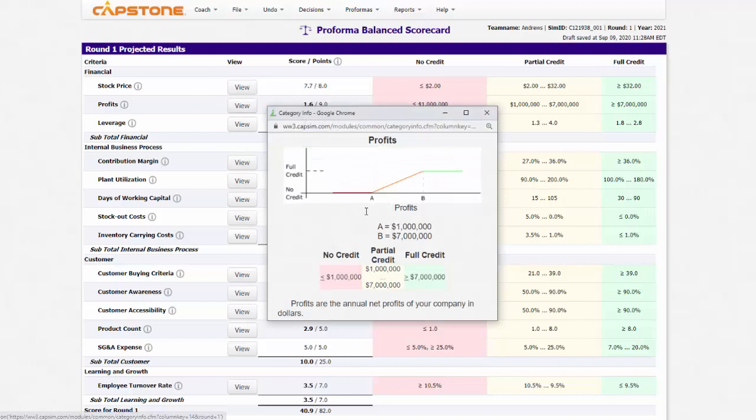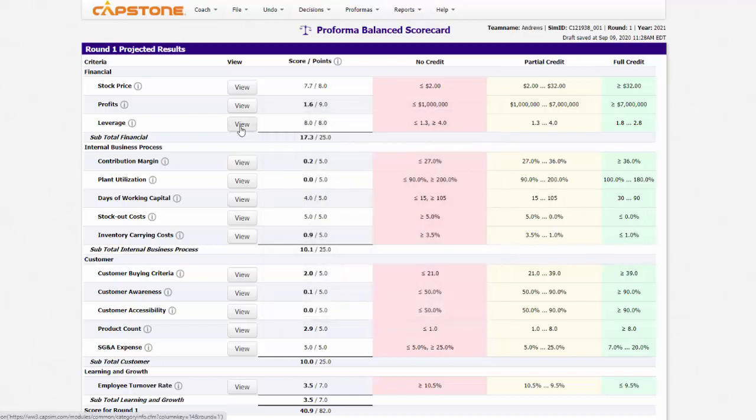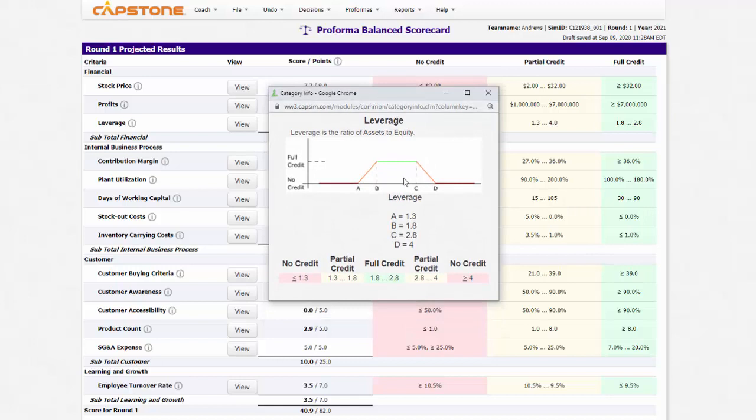For profits, you can see that you receive no credit if you have less than $1 million in profits that year, partial credit for profits between 1 and 7 million, and full credit for profits over $7 million. In terms of leverage, which we will discuss later as well, you receive full credit if your company has leverage between 1.8 and 2.8. You receive no credit if your leverage is lower than 1.3 or if it's higher than 4.